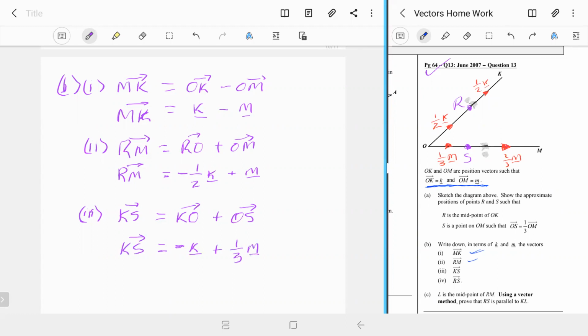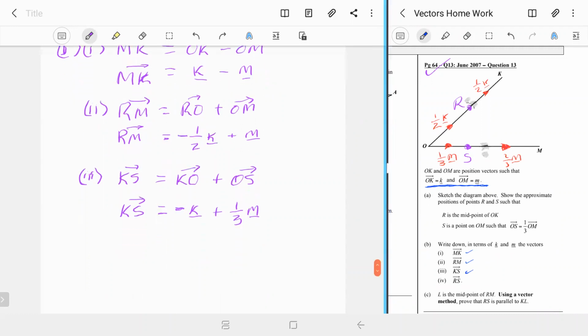The question said in terms of K and M. That's what in terms of K and M means: you have to write the answers with K and M in them. All the answers must have K and M in them. So we've finished those three. It's easy. Next part now.